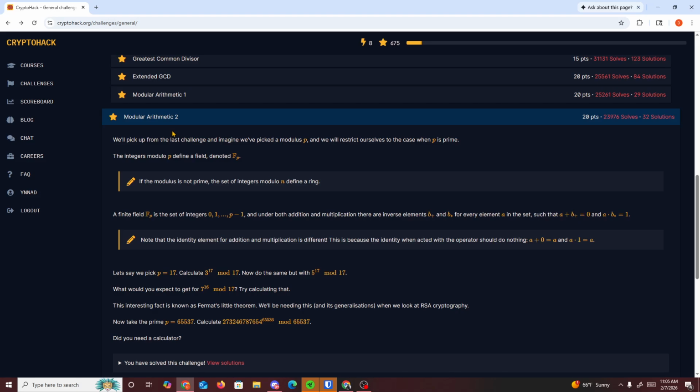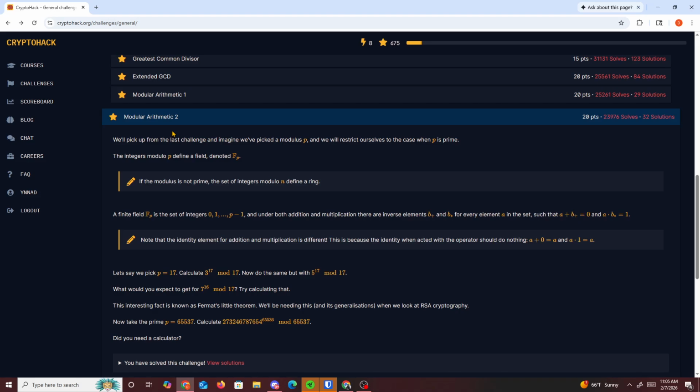What this challenge says is, we'll pick up from the last challenge, and imagine we picked a modulus p, and we will restrict ourselves to cases where p is prime. The integers modulo p define a field denoted as F_p. If the modulus is not prime, the set of integers modulo n defines a ring. A finite field F_p is the set of integers from 0 to p minus 1.